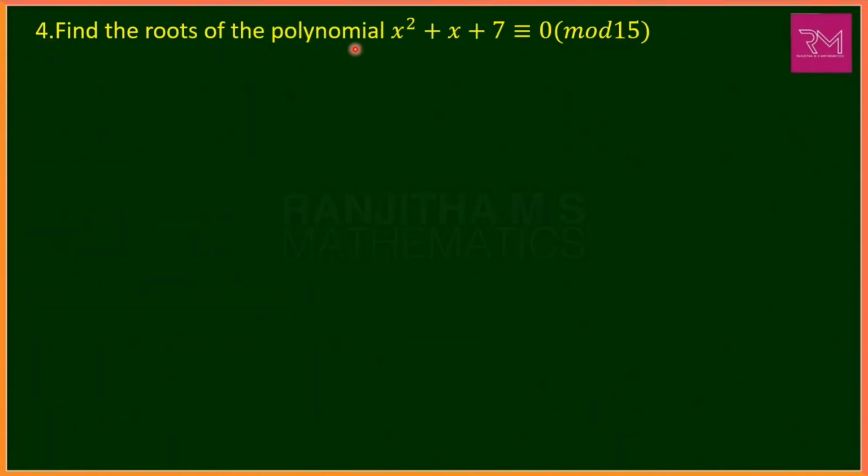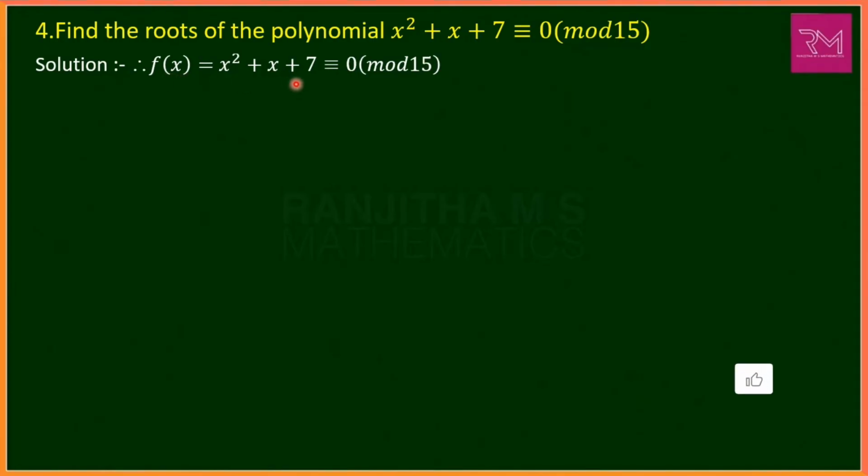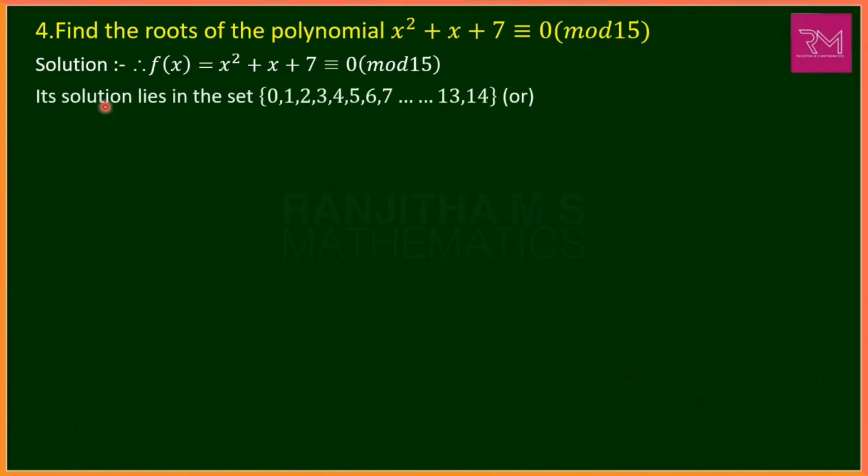Find the roots of the polynomial x square plus x plus 7, which is congruent to 0 mod 15. So we can consider f of x, which is equal to x square plus x plus 7, which is congruent to 0 mod 15. Since the m value is 15, the solution set contains 0, 1, 2, 3, 4 and so on up to 14. Or we can take 0, 1, 2, 3, 4, 5, 6, 7.